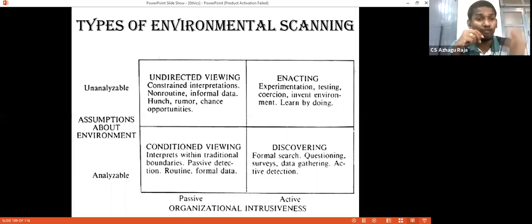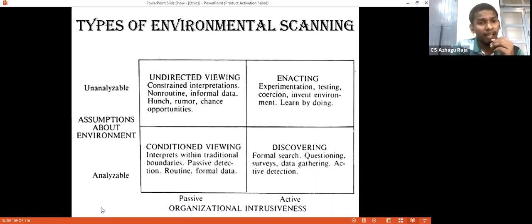And 24th onwards, they have declared Section 144 all over India. Then it is unanalyzable. You cannot analyze what is going to happen, when it is going to stop. So you do not know. That is undirected. What is conditioned? Conditioned means you know already and you can analyze and repeat your action, right?